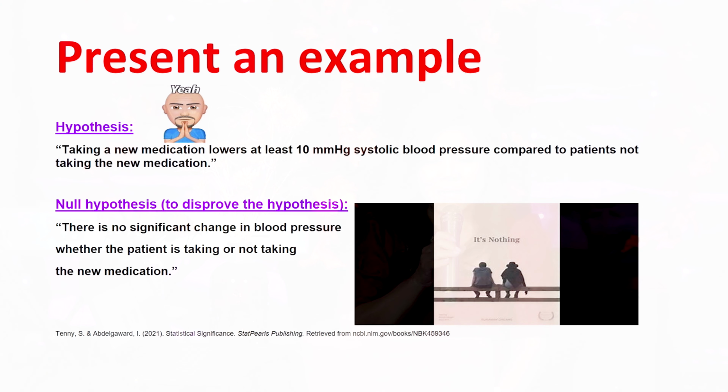Wow, confusing, complicated. I know that's what you're going to say. So how about some examples? An example of a hypothesis would be: taking a new medication lowers systolic blood pressure by at least 10 millimeters of mercury compared to the patients not taking the new medication. What about an example of the null hypothesis? There is no significant change in blood pressure whether or not the patient is taking the new medication.